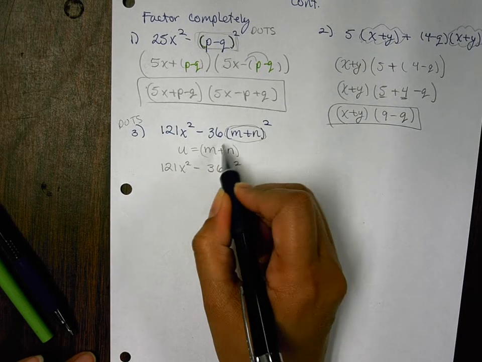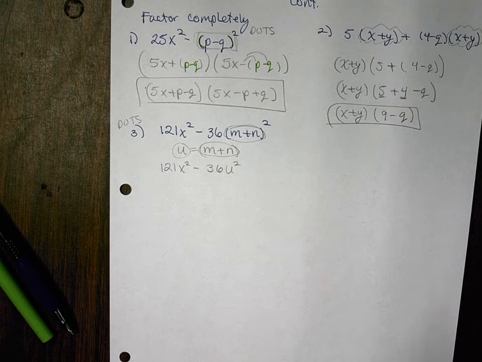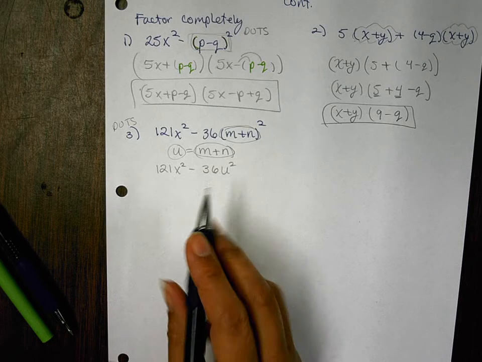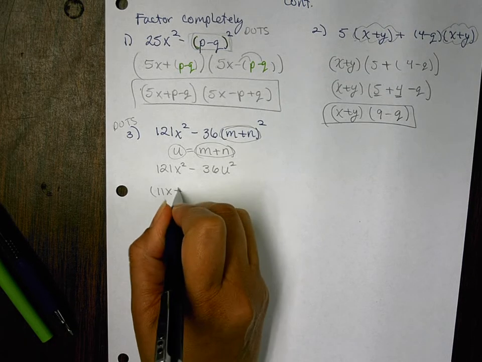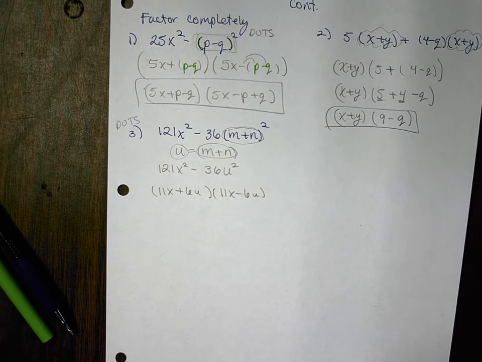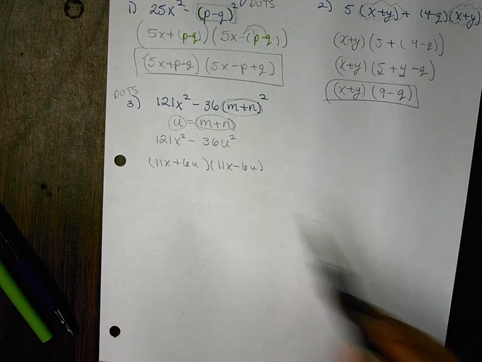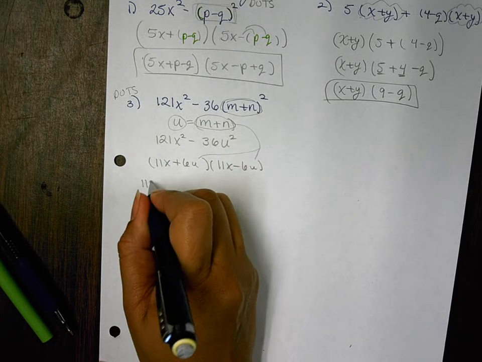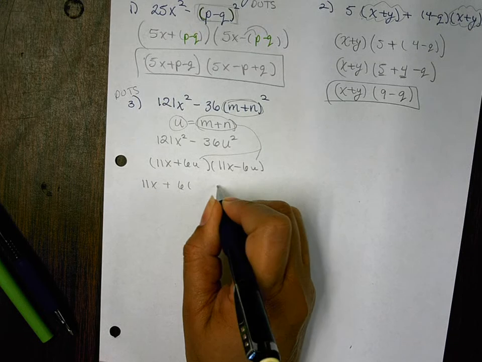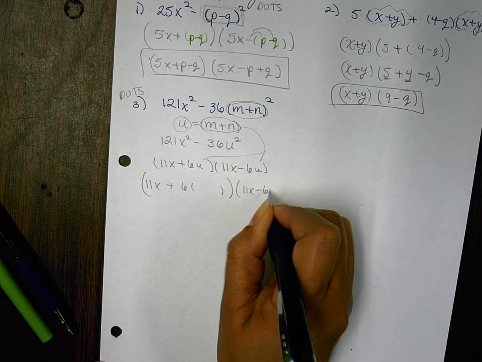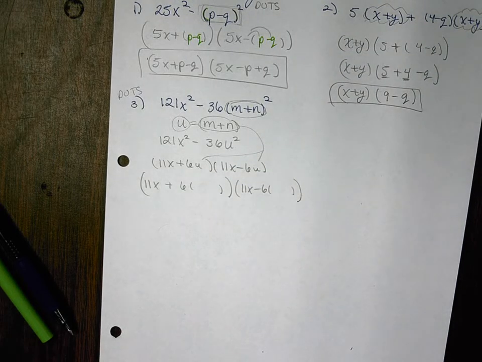Because this I replaced with the u. N plus n is u, and the squared is still there. Now, sometimes that's easier for kids to see, oh, that's 11x plus 6u and 11x minus 6u. The only thing here is that I have to put it back in because there was no u in my original problem. 11x plus 6 parentheses, bigger parentheses, and 11x minus 6 parentheses, bigger parentheses.